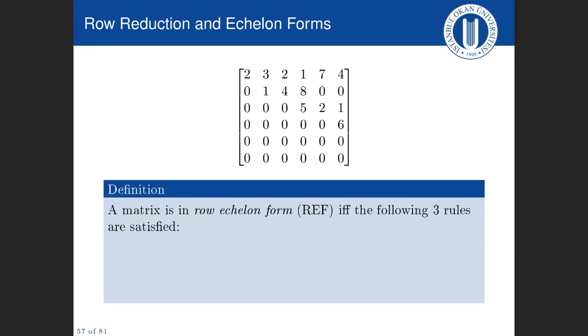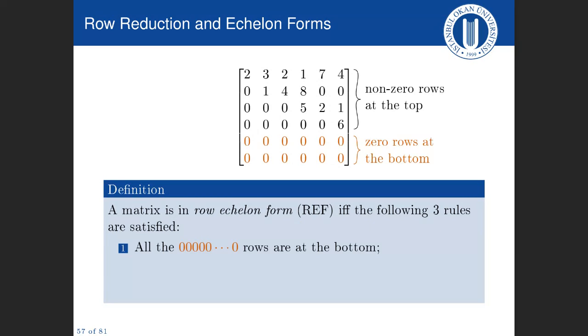A matrix is in row echelon form, which I'm going to be abbreviating as REF a lot, if and only if the following 3 rules are satisfied. Rule number 1. All of the 0, 0, 0, 0 rows must be at the bottom. Looking at this matrix, we've got 2 rows of just zeros, these are at the bottom, and then the rows which have a number which is not 0 are at the top.